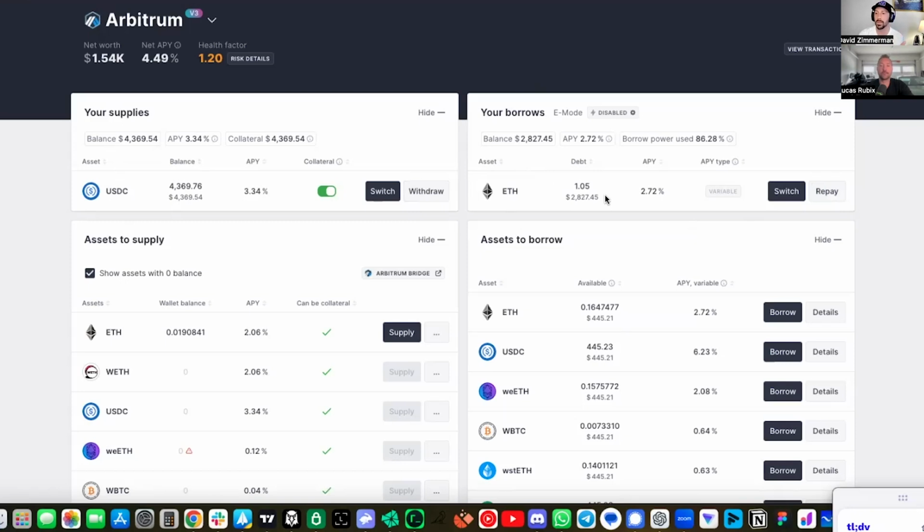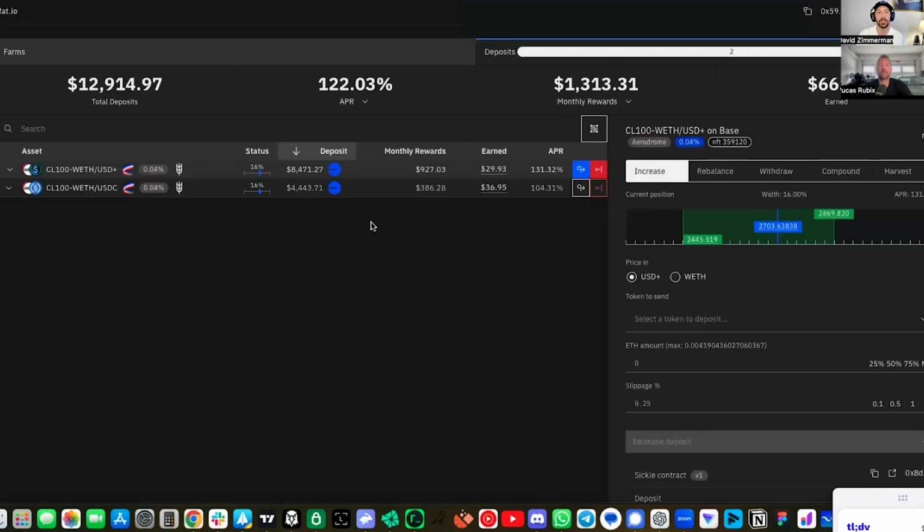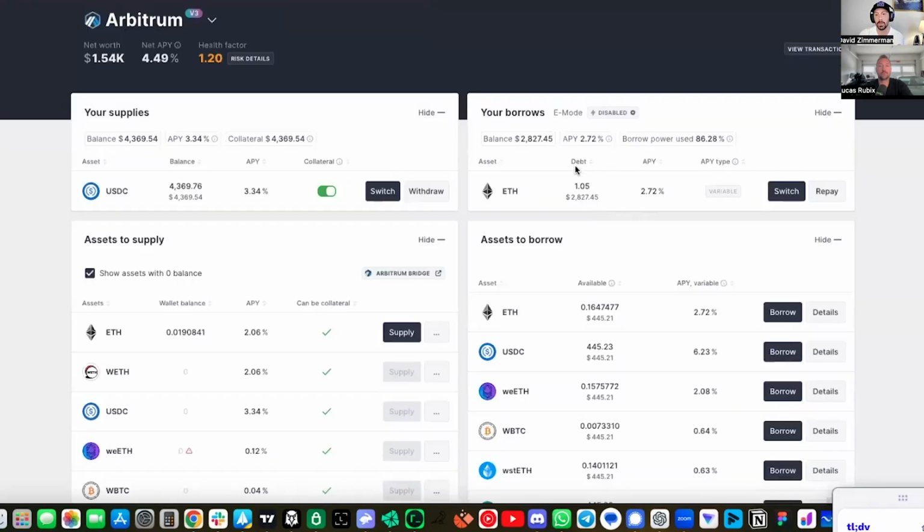Now, this is the first leg of the strategy, though. I've got this ETH here that I've borrowed, so I'm short this 1.05 ETH. Now, if I then take that borrowed ETH and deploy it into a concentrated liquidity position, then I will have hedged a portion of my exposure here. I didn't do this to be delta hedged because, as you can see, this wallet is significantly larger than what I borrowed here. But you can structure this in any way that you so choose.